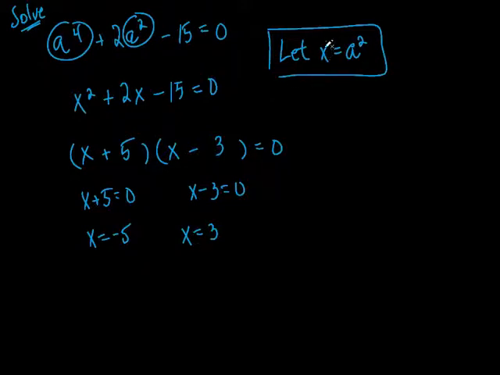Let's come back up here. What was x equal to? It was equal to a squared. So what do we put? Instead of x, we put a squared equals what? Negative 5. Good. And then over here, instead of x equals 3, we substitute back again. So this time we say a squared is equal to 3.